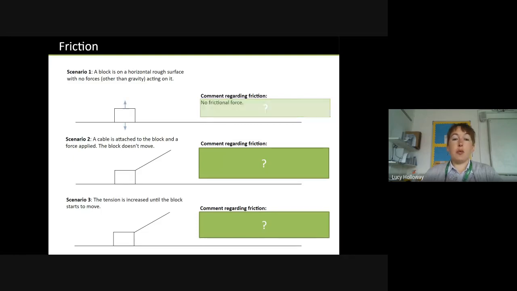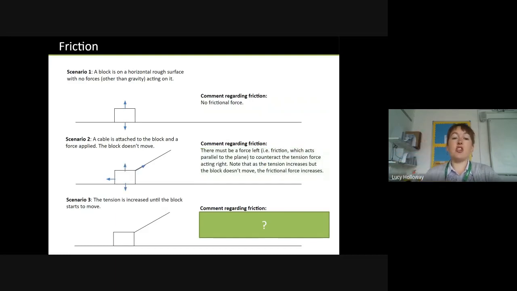So in the first example, there's no friction, okay? There is the weight of the object and a reaction force to stop it falling through the surface, but it's not moving, and so friction won't act on an object unless it's moving. In the second scenario, we can say that the tension in the string is either exactly equal to or less than the frictional force, because it's not strong enough to overcome the frictional force, which means the object doesn't move.